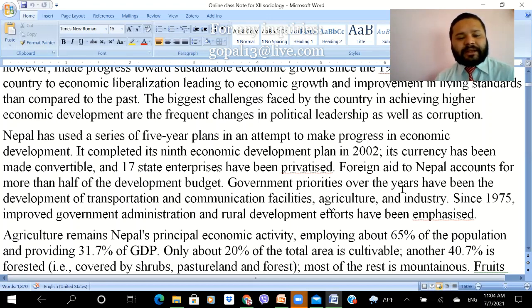Agriculture remains Nepal's principal economic activity. In employment, about 65% of the population are providing 31.7% of GDP.